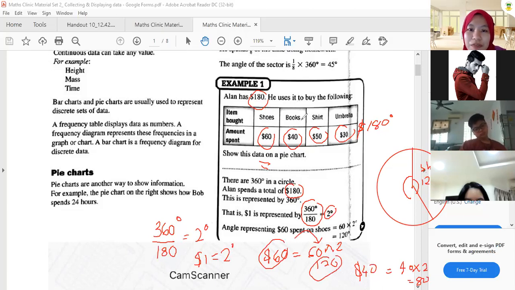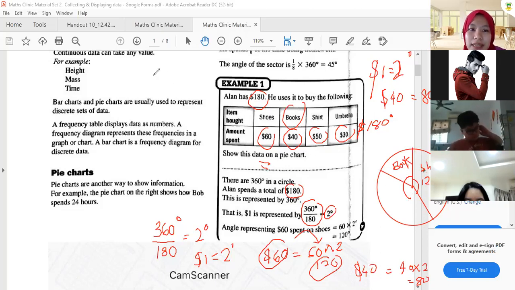Now you want to find for books. Since you know that $1 is 2 degrees, if you have $40 for books, how many degrees will you have? 80 degrees, correct? So place the protractor here. Is 80 degrees here? This is 90 degrees, right? Here is 80 degrees. So read the protractor properly. So here will be book. And then shirt, $50.